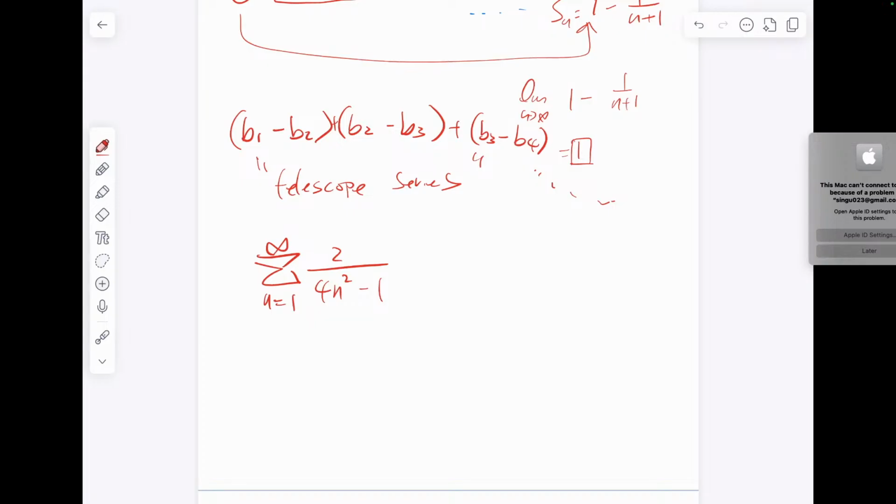Let me see what the example looks like. Oh wait, no, sorry, it just equals 2, right?